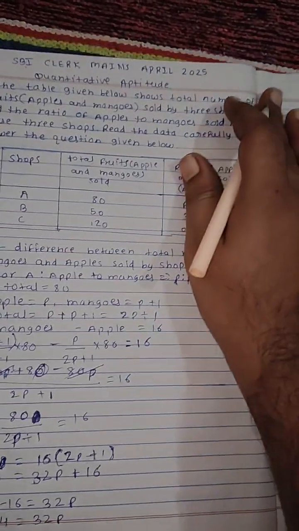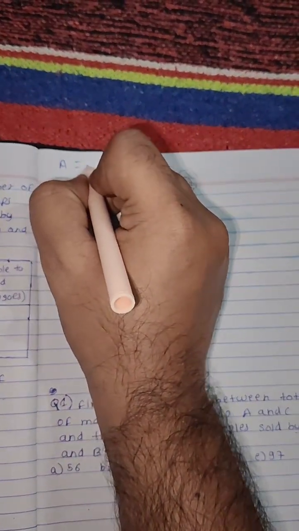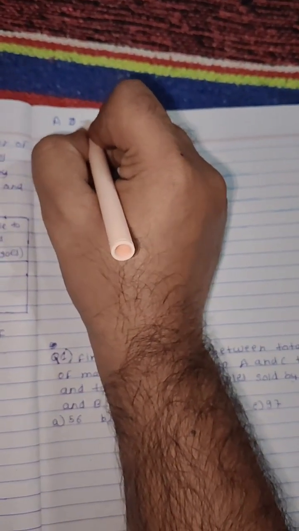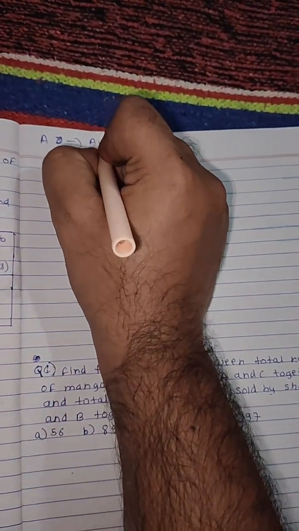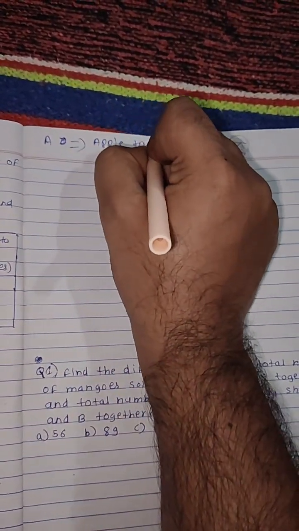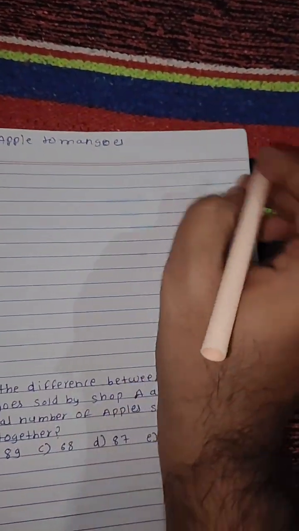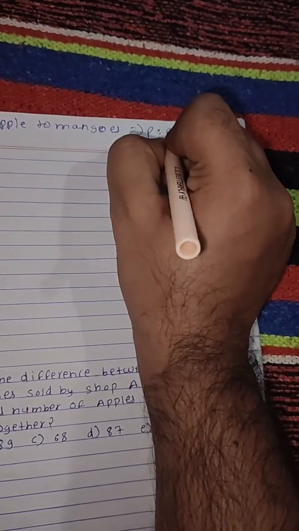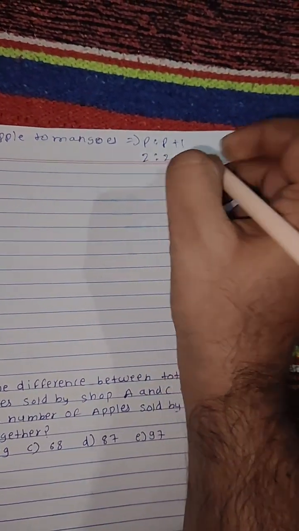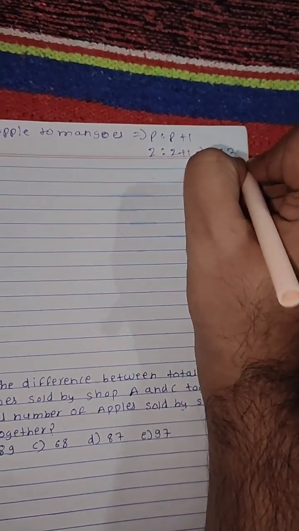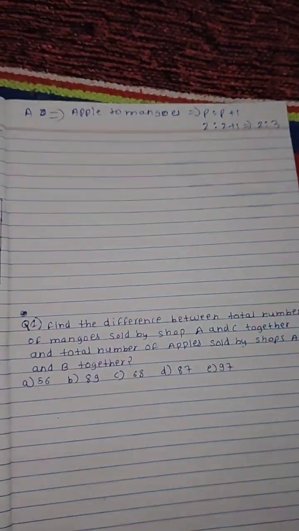So now for A we can solve here. For A, the ratio of apple to mangoes is p plus 1. So it is 2 plus 1. So it is 2 is to 3. So for A, apple to mangoes means it is 2 is to 3.